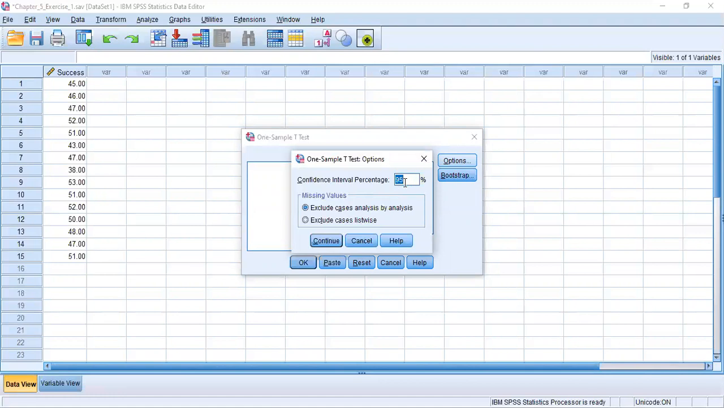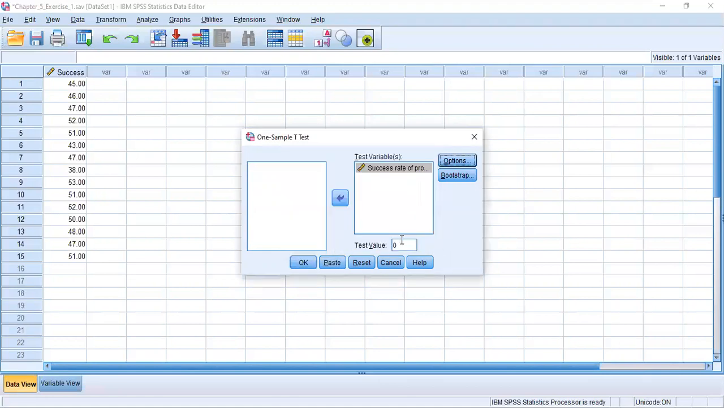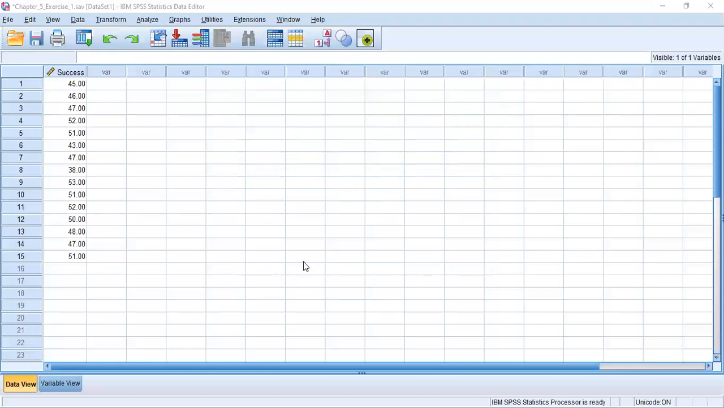So it's fixed at 95. By default this value 95 comes up, so let's keep it that way. Go for Continue. And the test value is 50%, the likelihood in general, which is also the population mean. So we'll keep it as the test value. We now click on OK, and we get the answer.